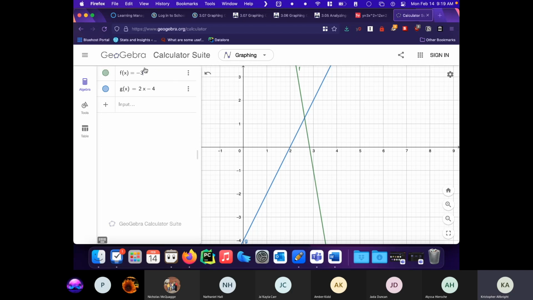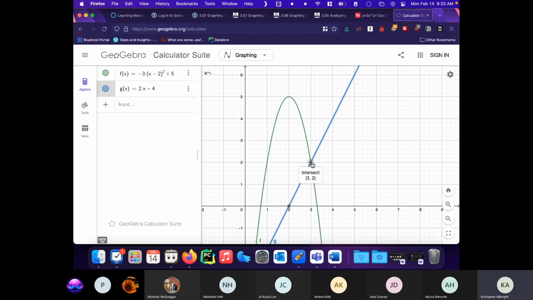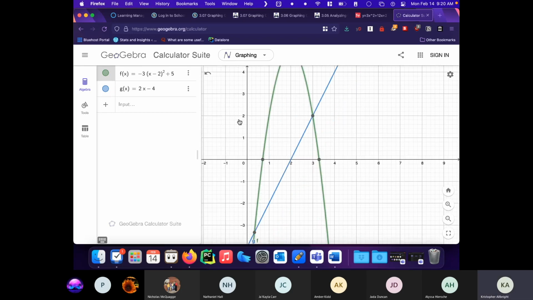Okay, so I'm going to type it in, 3x minus 2, but sometimes they don't put the squared, plus 5. Okay, there we go. That's right. So now our cross is at 3, 2. And we also have another solution down here at 1/3, negative 3 1/3.